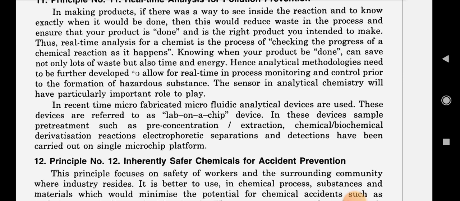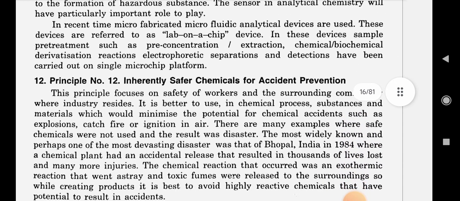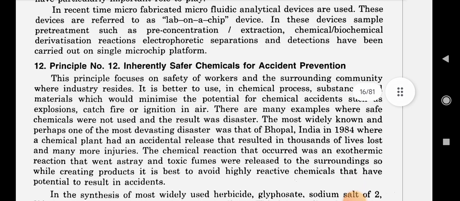methodologies need to be further developed to allow for real-time, in-process monitoring and control prior to the formation of hazardous substances. The sensor or analytical chemistry will have a particularly important role to play. In recent times, microfabricated microfluidic analytical devices are used. These devices are referred to as lab-on-a-chip devices.